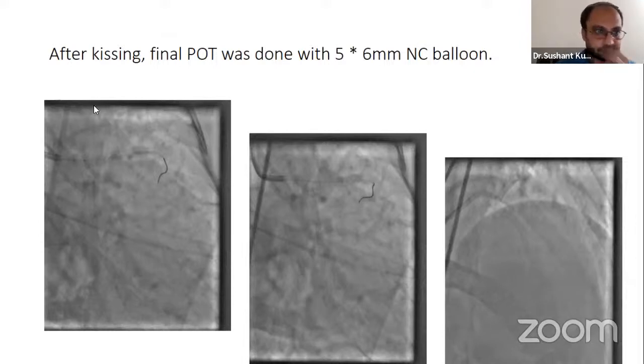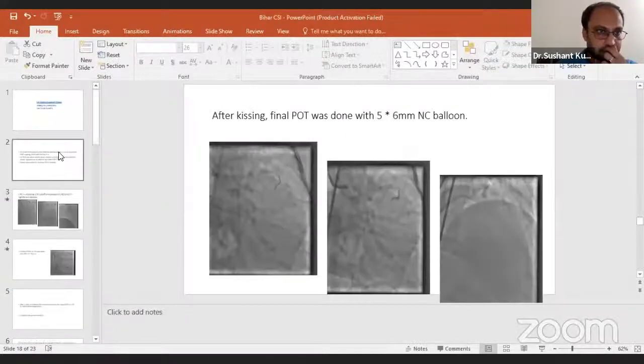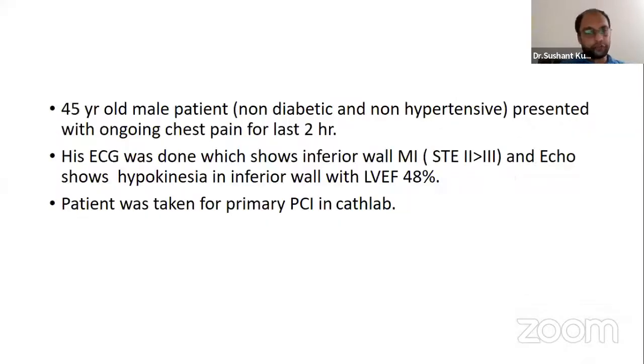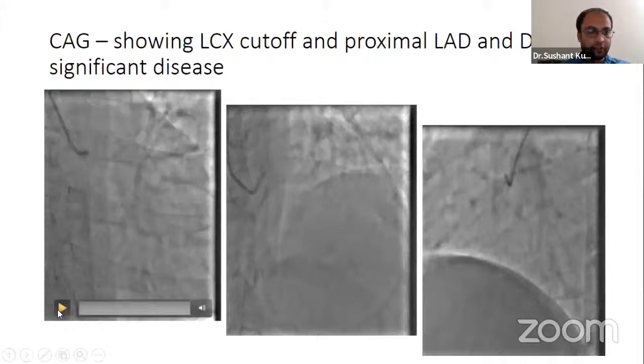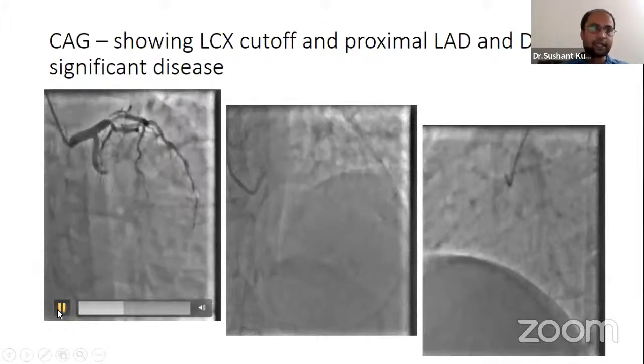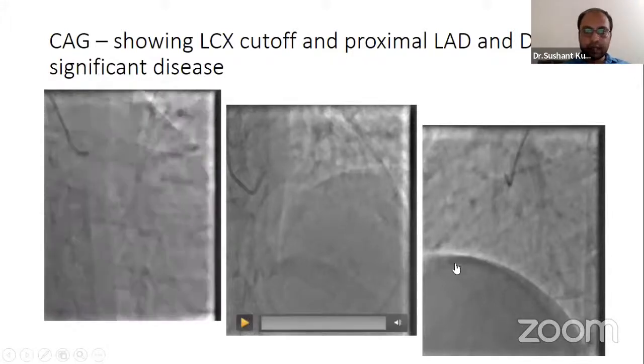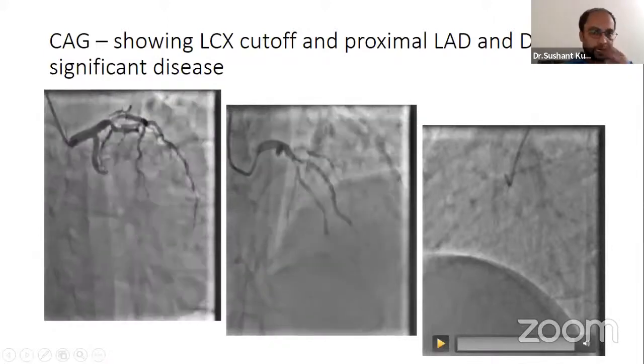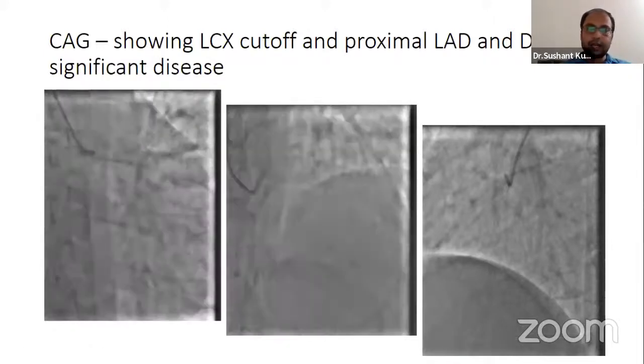A 45-year-old male patient, non-diabetic, non-hypertensive, presented with ongoing chest pain for the last 2 hours. ECG showed inferior wall MI. The patient was taken for primary PCI. The culprit lesion was the LCX. We fixed the LCX lesion. The patient also has a significant lesion in the diagonal and LAD.